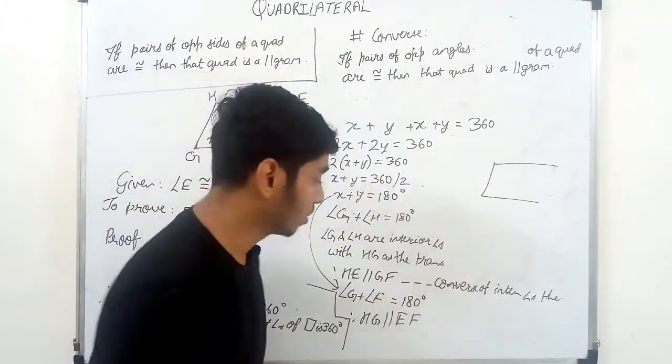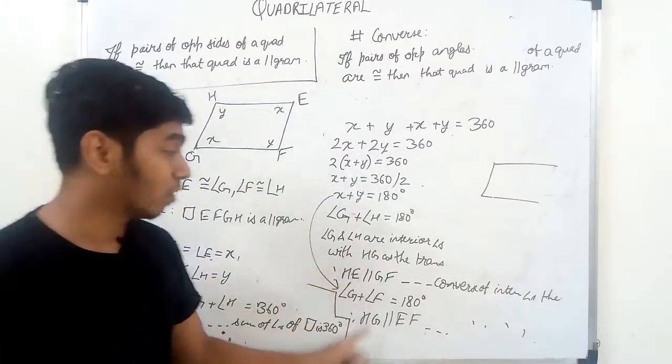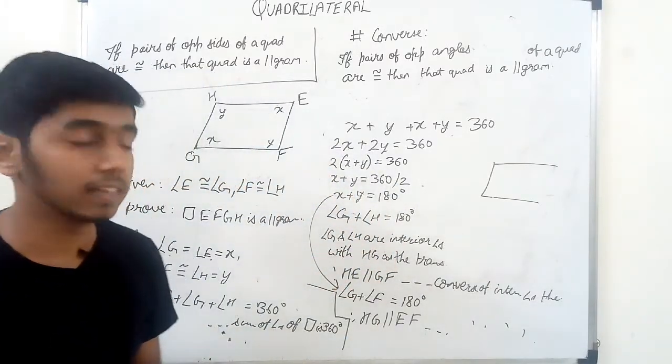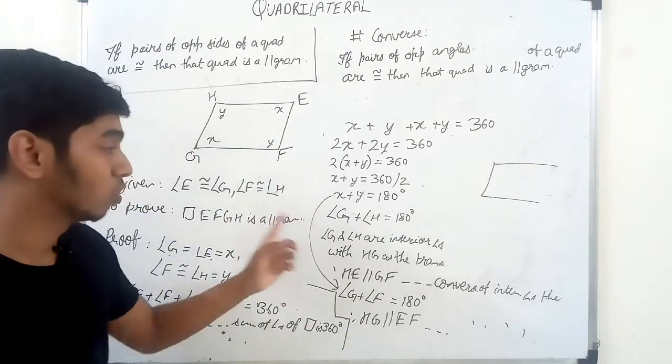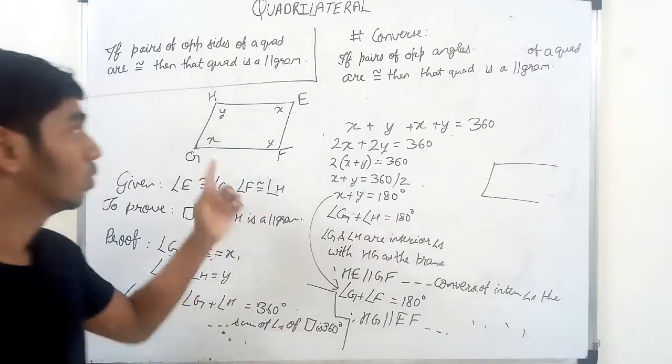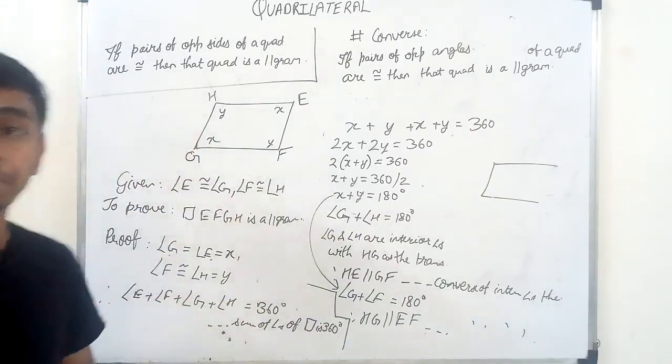Okay, so I hope you have understood. You can say the same reason. Therefore if opposite sides are parallel, we can say that this is a parallelogram. Okay, so I hope you have understood this. Now we'll take some other theorems. Okay, so let's see them.